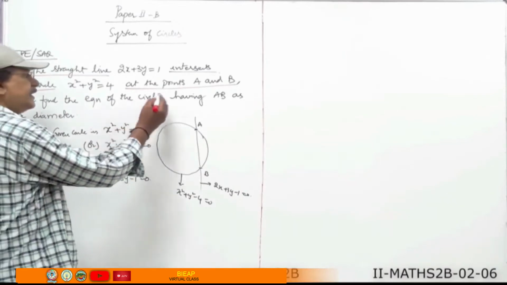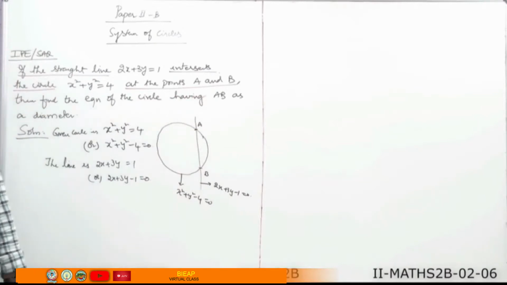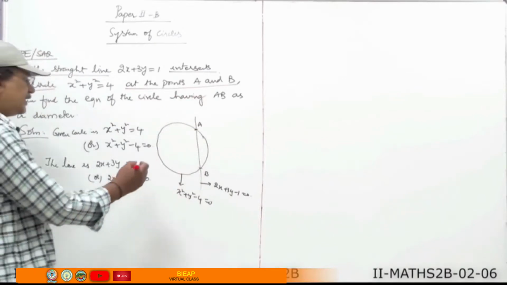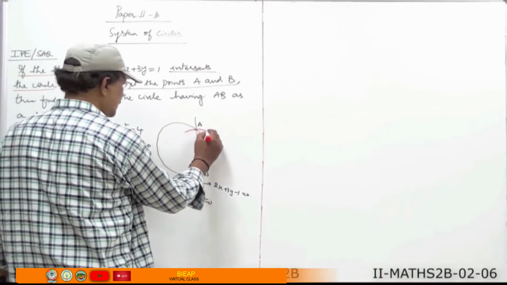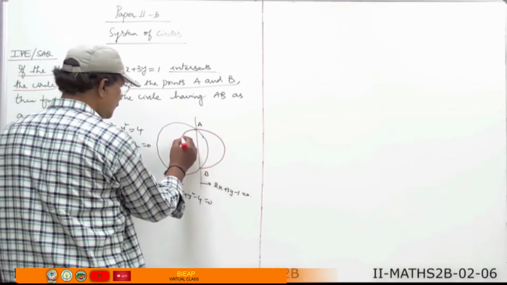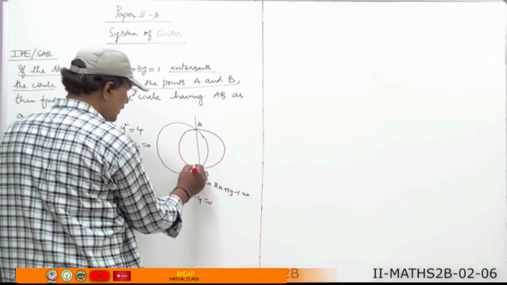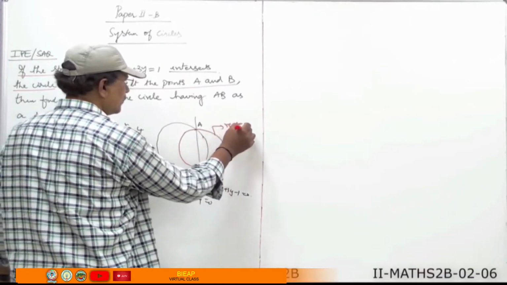That means the required circle is passing through A and B such that AB is the diameter. So, I draw the circle now. So, this is the required circle for which AB is the diameter. This is the required circle.